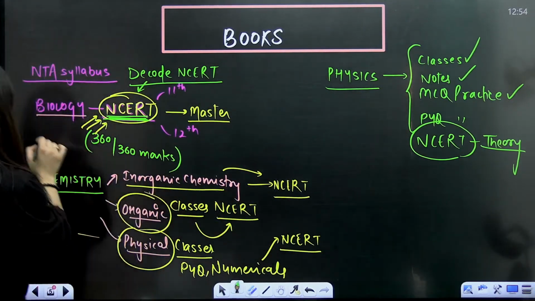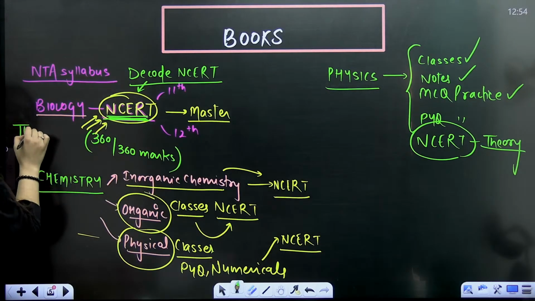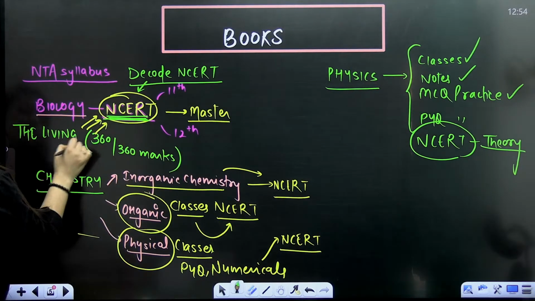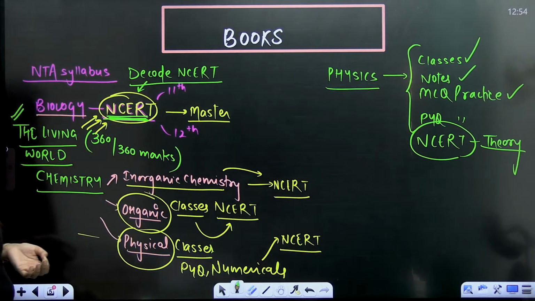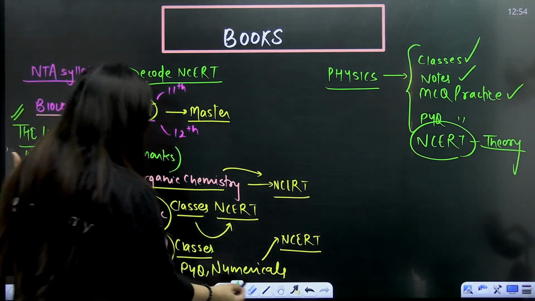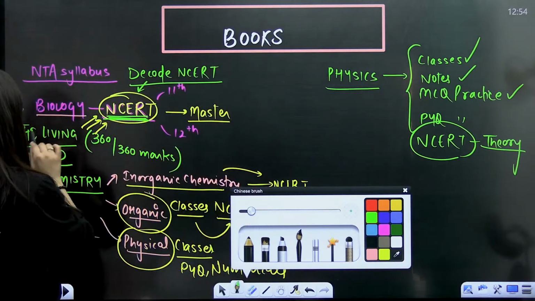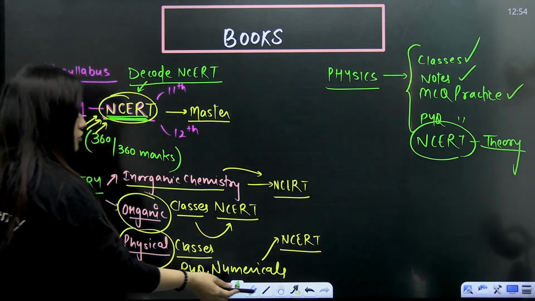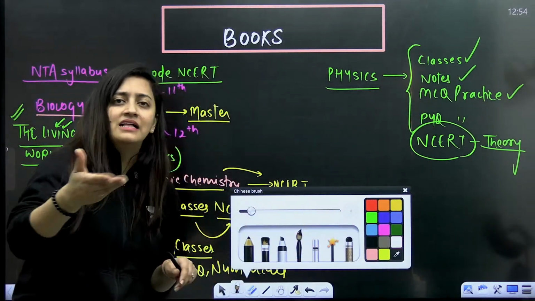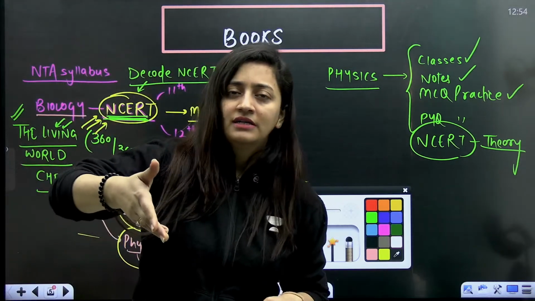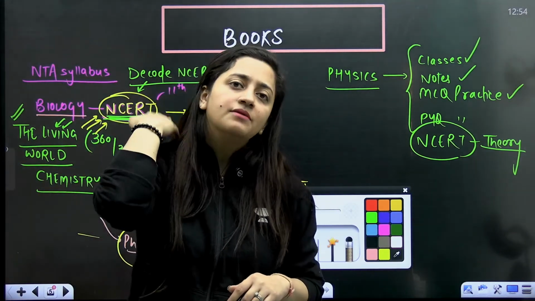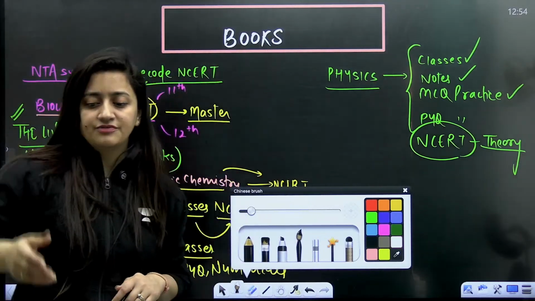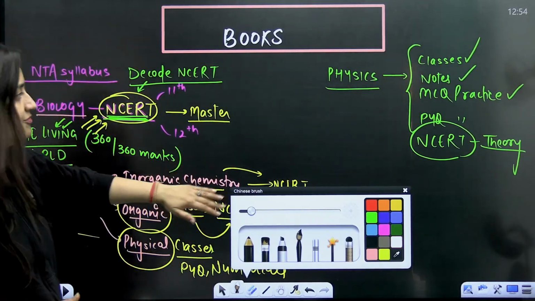Just for an example, the first chapter, The Living World, is the first chapter that I will be teaching you from 1st of April in our Nimbus English batch. So when it comes to biology, let's suppose this is our first chapter. You pick up the book, you read it from there. I'll simplify it, I'll tell you the important things, and then I'll tell you how to read the NCERT, mark the NCERT, and then you have to revise it from the NCERT. But for physics, the game is different.